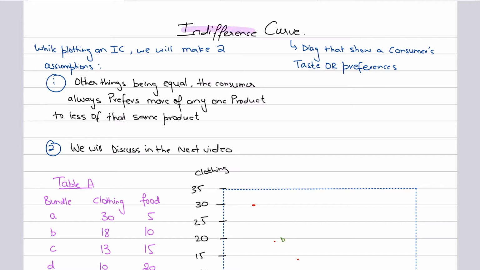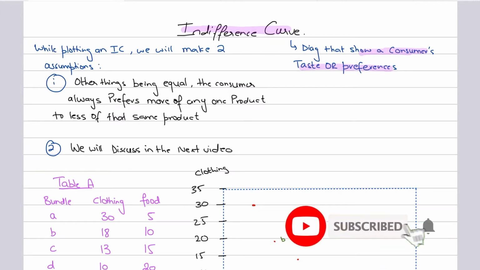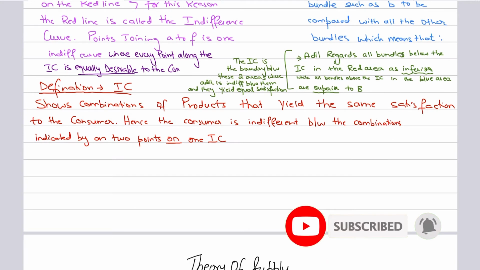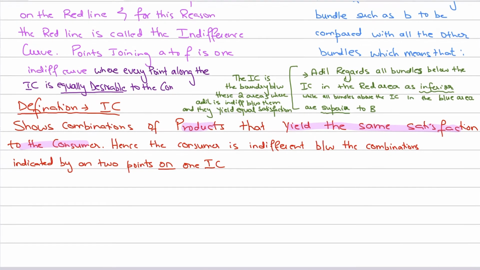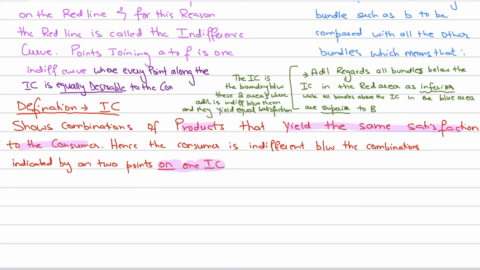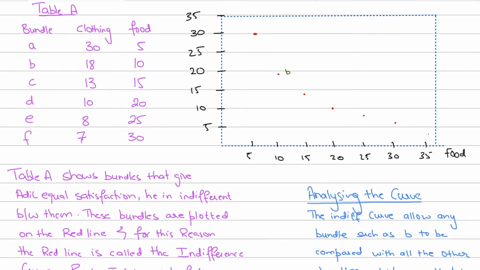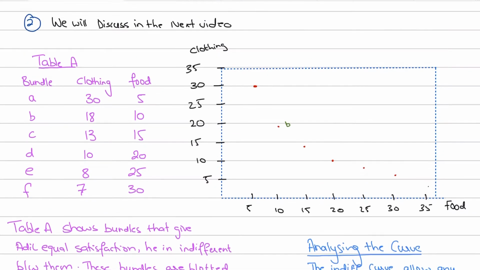Now guys, the indifference curve is basically a diagram that shows consumers' tastes or preferences. The indifference curve shows combinations of products that yield equal satisfaction to the consumer, and the consumer is indifferent between those combinations indicated by the points on one indifference curve. There's a reason why I've written one indifference curve. Any point on the indifference curve would give the consumer the same satisfaction or the same utility.